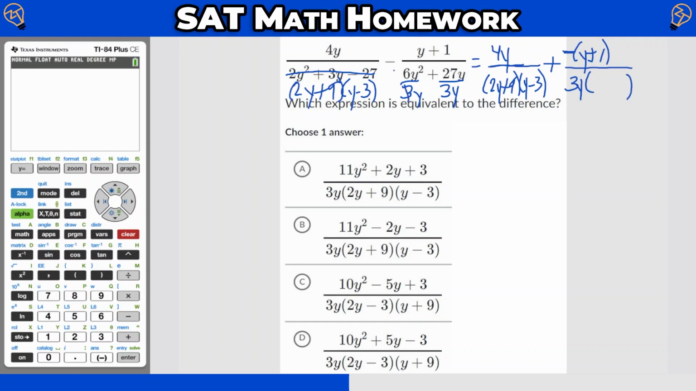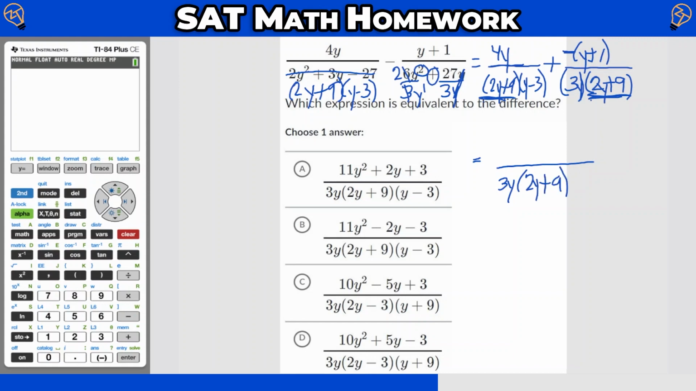3 goes into 6, and then I basically subtract the exponents, so it's y to the first. And then I have plus, the y's cancel, and 3 goes into 27 9 times. Okay, so now for my common denominator, every single part of each denominator needs to be accounted for. In other words, this 3y monomial needs to be part of the common denominator. So these both have 2y plus 9, so that's going to be part of the common denominator.